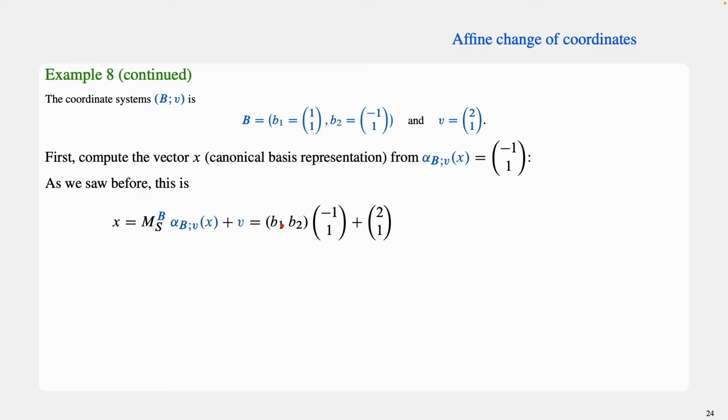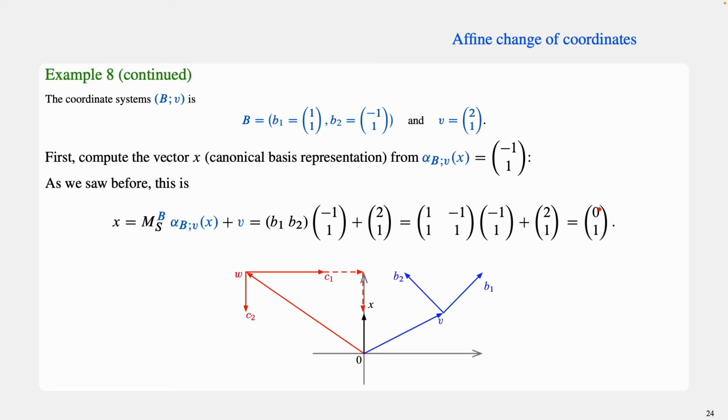We take the matrix MBS, which is just the matrix which has B1 and B2 as columns, multiplied by alpha BV of x, which is this one. And then we add V, which is this vector here. Now, this matrix written out is this, as we can see from here, and what we get is (0, 1). So this point here is the vector (0, 1), expressed in the canonical coordinate system, and that was just the point with coordinates (-1, 1) in our first coordinate system. And now we want to take this and express it in the second coordinate system.